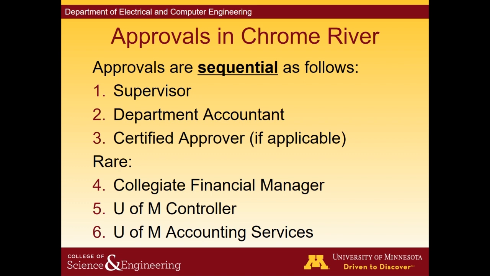And of course, sometimes it needs a certified approver if it's on federal grants. So two additional levels beyond the supervisor. There are some rare occasions, depending on the dollar amount or if it's late or something like that, that it has to move through at higher levels.